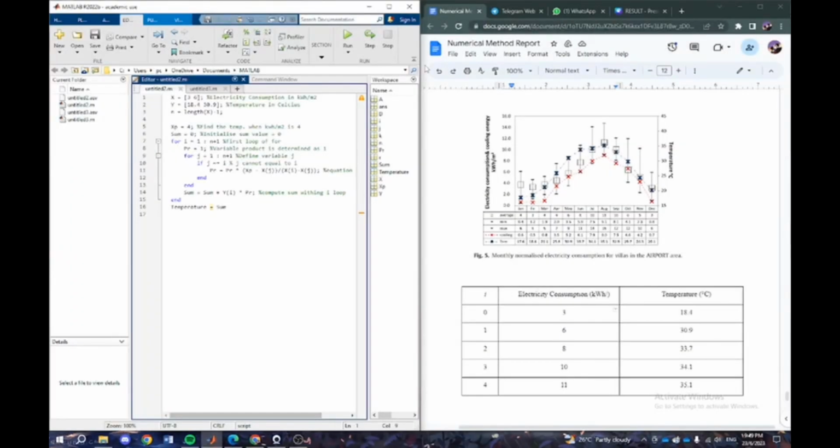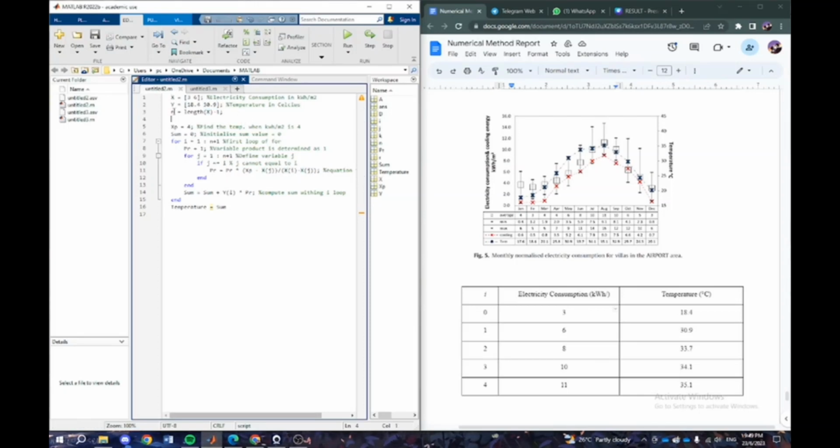I will continue to the next part, which is the project simulation using MATLAB. The first line is our electricity consumption in kilowatt-hour per meter square. We are using the first approximation, which is linear. There will be 2 points given. First one is 3 kilowatt-hour per meter square, and the temperature is 18.4 degrees Celsius. And 6 kilowatt-hour per meter square, the temperature is 30.9 degrees Celsius.